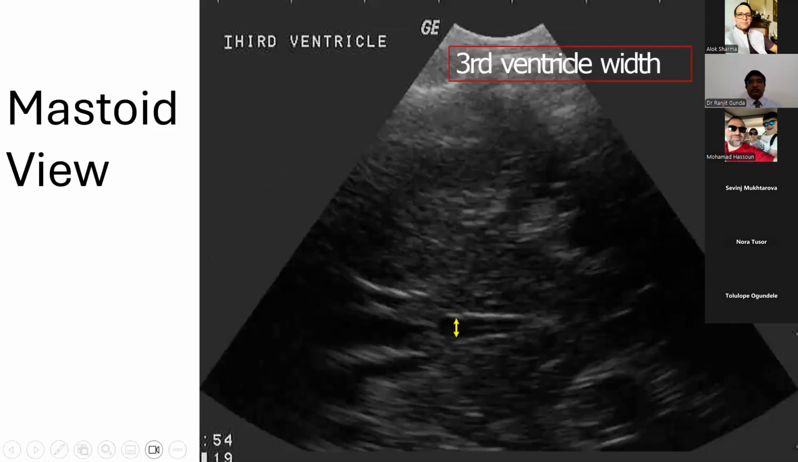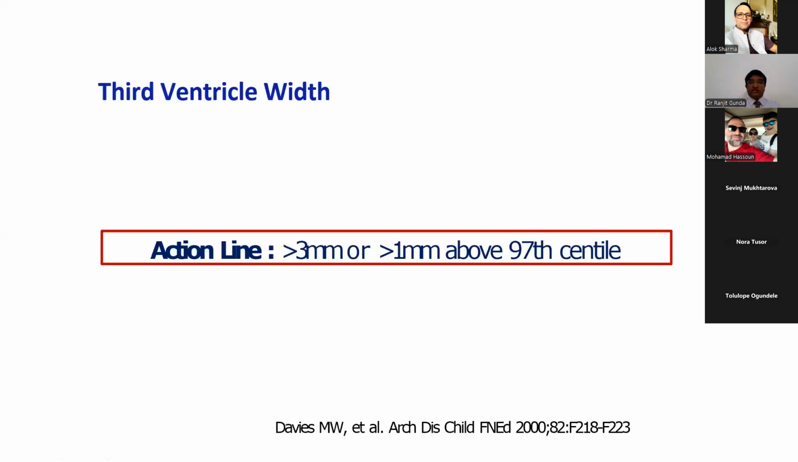This is the mastoid view that we will be seeing in the horizontal mastoid view. Again, you can measure the horizontal width of the 3rd ventricle. If it is more than 1 millimeter above the 97th centile, or more than 3 millimeters in total depth, the 3rd ventricular width is significant. So the measurements we have covered so far are the ventricular index, anterior horn width, occipital distance, and 3rd ventricular width. 4 we have covered so far.